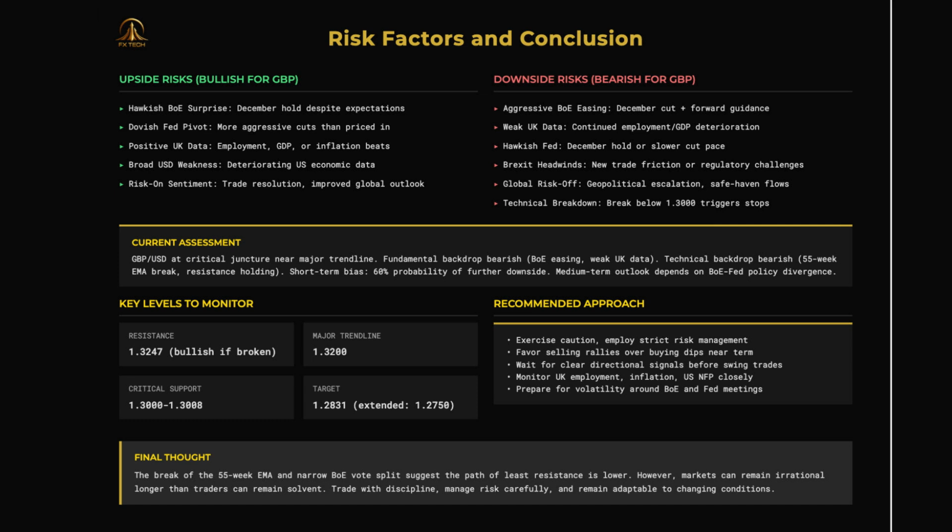Our recommended approach: exercise caution, employ strict risk management, favor selling rallies over buying dips, wait for clear directional signals, and monitor UK and US data closely. The break of the 55-week EMA suggests the path of least resistance is lower. Trade with discipline and remain adaptable.